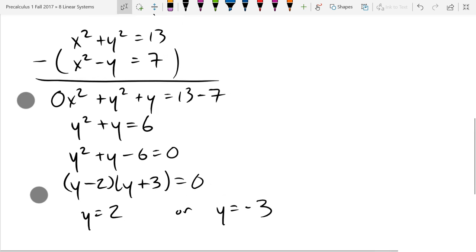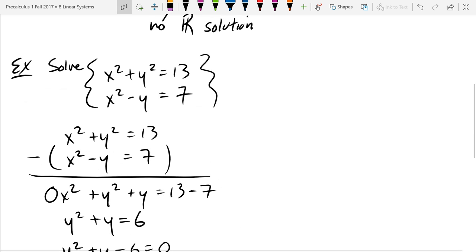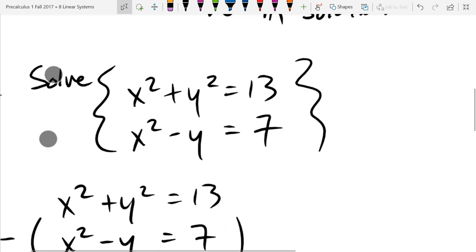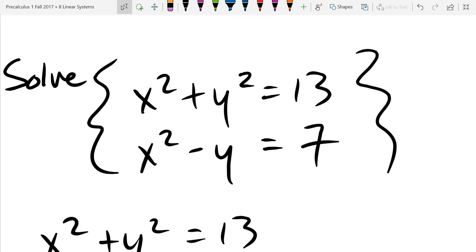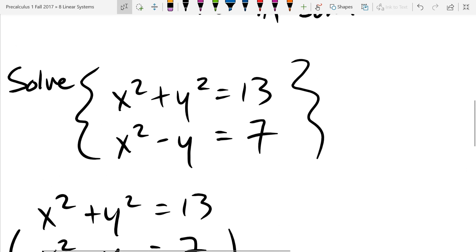All right, we are not done. All we did was get two y values. So let's look back at the original. How many dimensions is our problem written in? How many variables? 2. So that means my answer better have x value and y value. All I have is y values right now. So I need to figure out what x values match up with these.